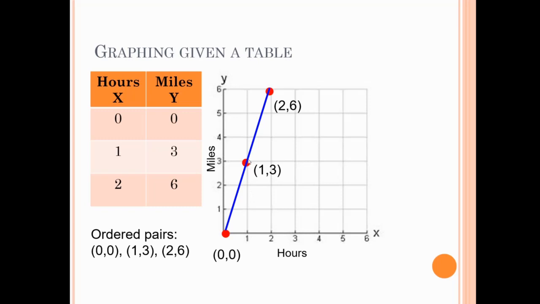That gets us our second point. And then for the last point, 2, 6, we have to go 2 to the right, and then 6 up. 1, 2, 3, 4, 5, and 6. There you go. And then you just have to draw a line to connect all 3 points. And that concludes our lesson for proportionality.